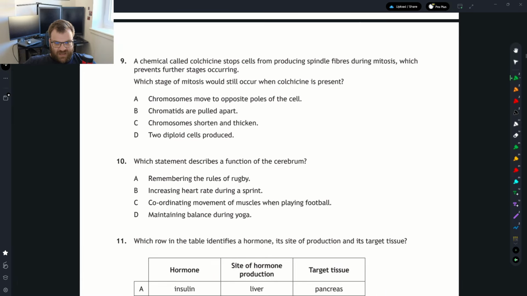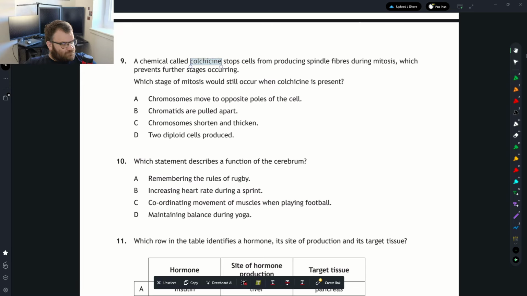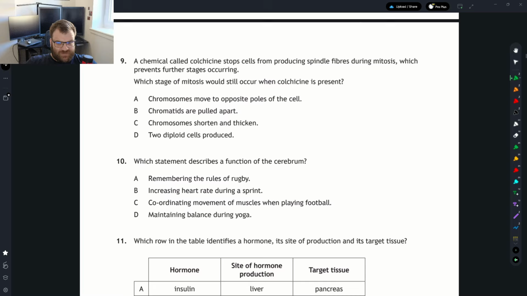On to number 9. We're talking about spindle fibres, and it stops spindle fibres. So which of the stages would still occur when this colchicine is present? Colchicine. So chromosomes moving to opposite poles of the cell is caused by the spindle fibres contracting and pulling them. It's nothing with that. B, pulling them apart by the spindle fibres, not that. Shortening and thickening would be able to happen. That happens earlier before they start getting pulled apart. 2 diploid cells, well, if you can't pull them apart because you don't have spindle fibres, then you can't make the 2 identical daughter cells, so that wouldn't be true. So C would be the correct answer in that one.